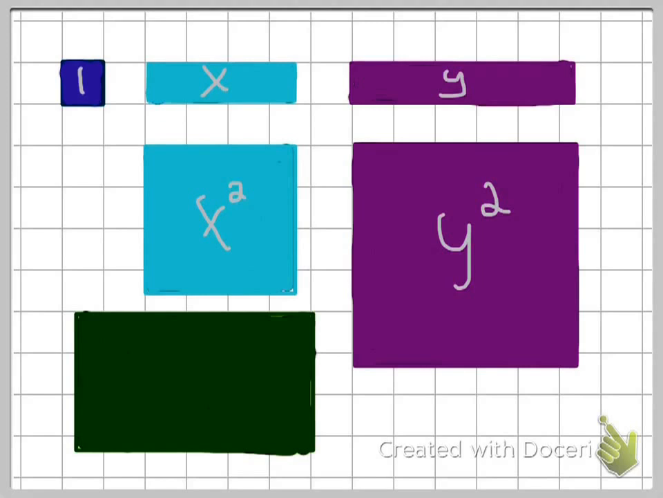The last tile is kind of unique. We call it the xy tile. And that is because if you were to measure it, it turns out that the bottom of it measures y long, and the side of it measures x long. So it's an x by y tile, hence the name xy. And so these are the different tiles that we work with in our classroom. We have the x, the y, the x squared, the y squared, the xy, and the unit tile.